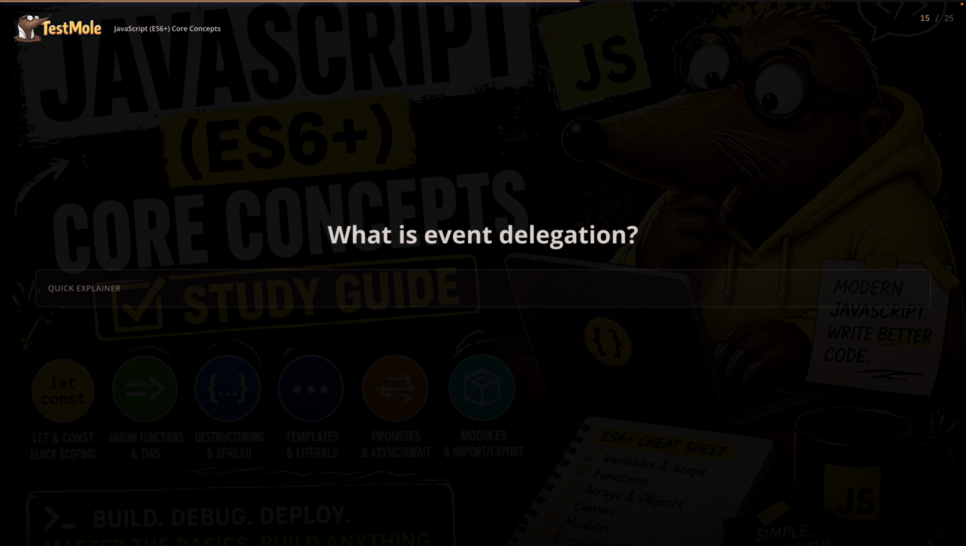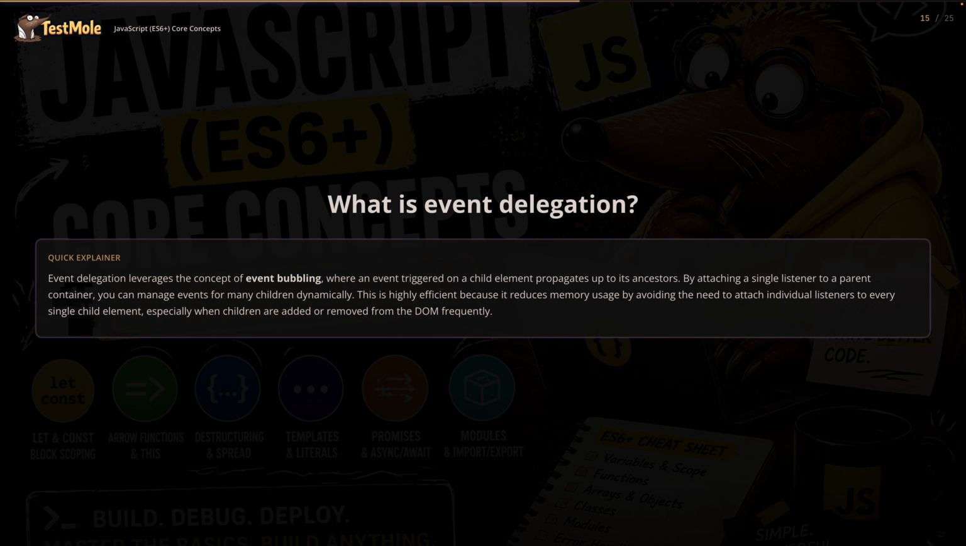What is event delegation? Event delegation leverages the concept of event bubbling, where an event triggered on a child element propagates up to its ancestors. By attaching a single listener to a parent container, you can manage events for many children dynamically. This is highly efficient because it reduces memory usage by avoiding the need to attach individual listeners to every single child element, especially when children are added or removed from the DOM frequently.